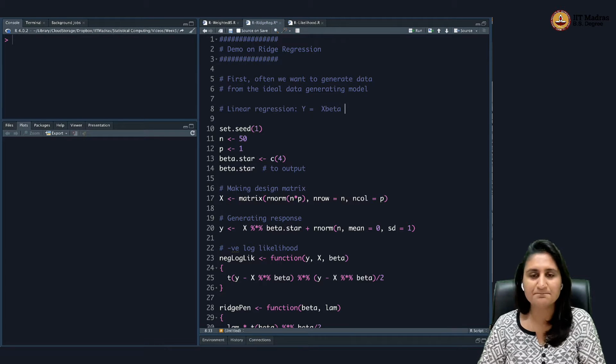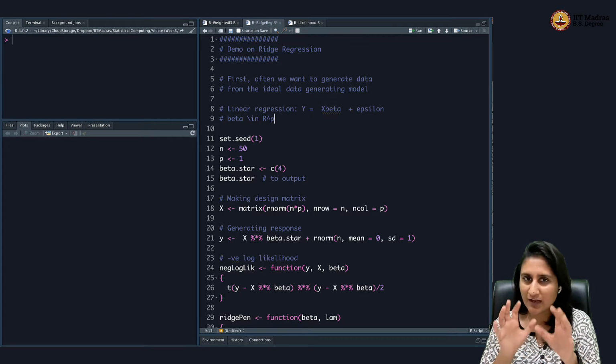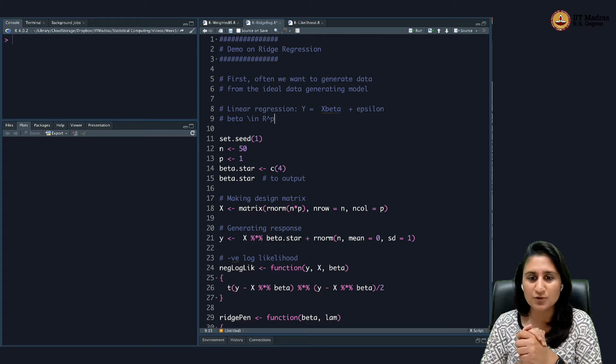X beta plus epsilon. Okay, where in this particular case, beta may be in, let's say, R to the power p, right? For example, p can be equal to 2, p can be equal to 5, p can also be equal to 1. In this code, we're just going to look at p equals 1. But you can change this code to be a bit more general as well.